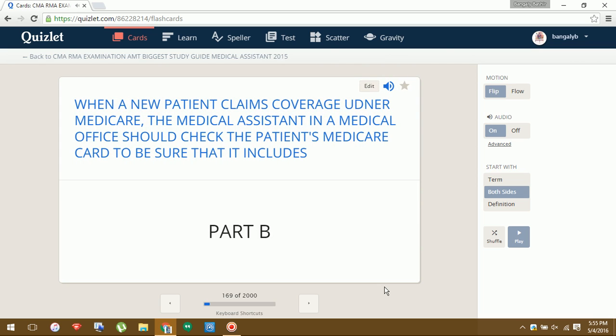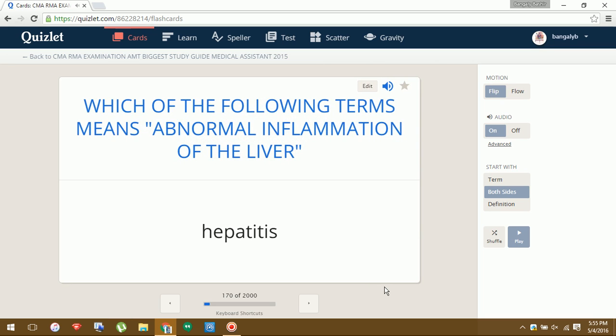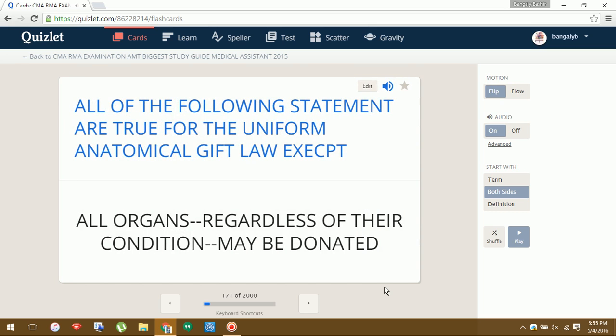When a new patient claims coverage under Medicare, the medical assistant in a medical office should check the patient's Medicare card to be sure that it includes Part B. Which of the following terms means abnormal inflammation of the liver? Hepatitis. All of the following statements are true for the Uniform Anatomical Gift Law except: All organs, regardless of their condition, may be donated.